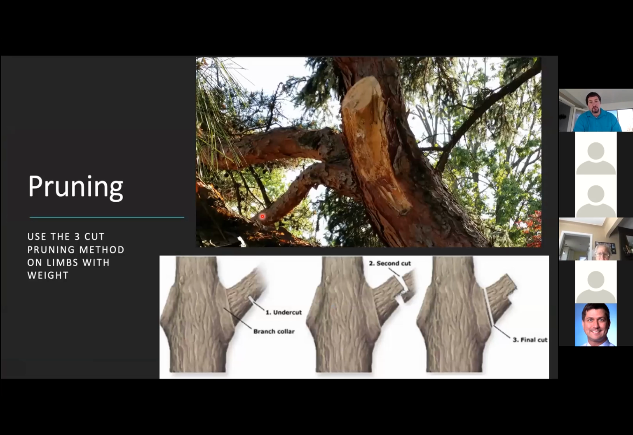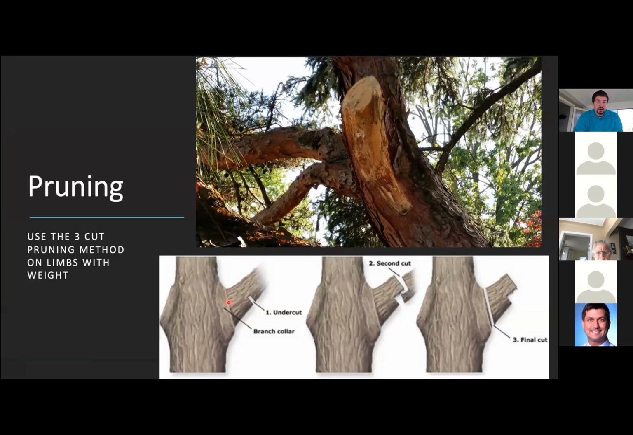When you're pruning, it's really important that you use the 3-cut method. Everybody's seen sort of like this top picture, these wounds where a limb came off and it peeled way down the trunk and it's missing a whole bunch of bark and it's just really unsightly. It's not good for the tree.